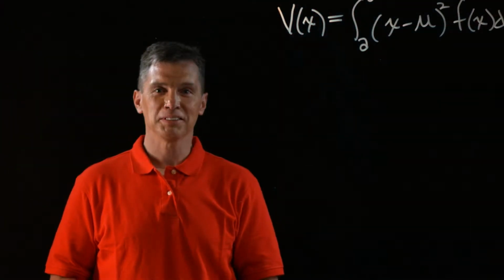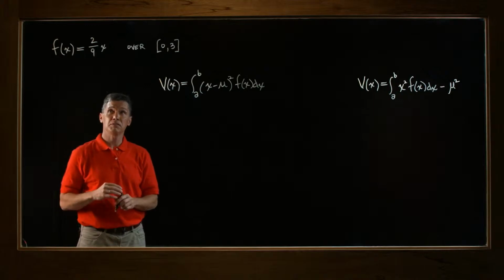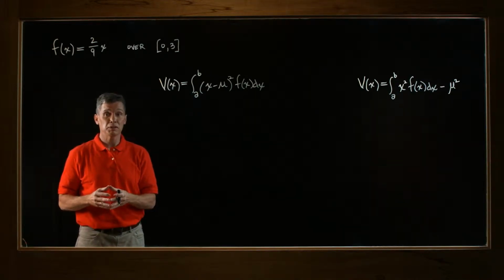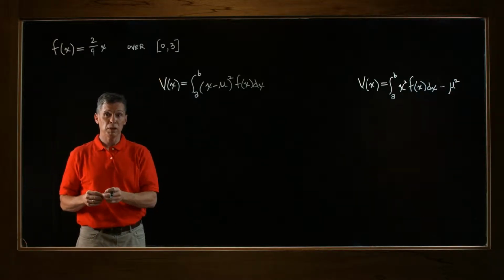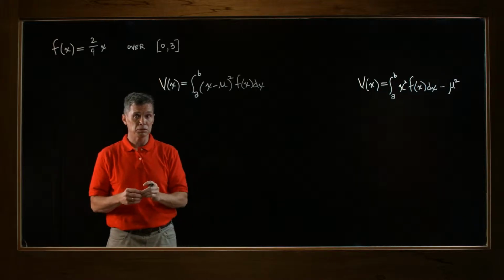Hi, I'm Pat Kelly. Okay, in this problem, they give us a probability density function, in this case f of x equals 2/9 x on 0 to 3. And they ask us to find the variance for this function using two different methods. So what that's going to come down to is our two different formulas for variance.